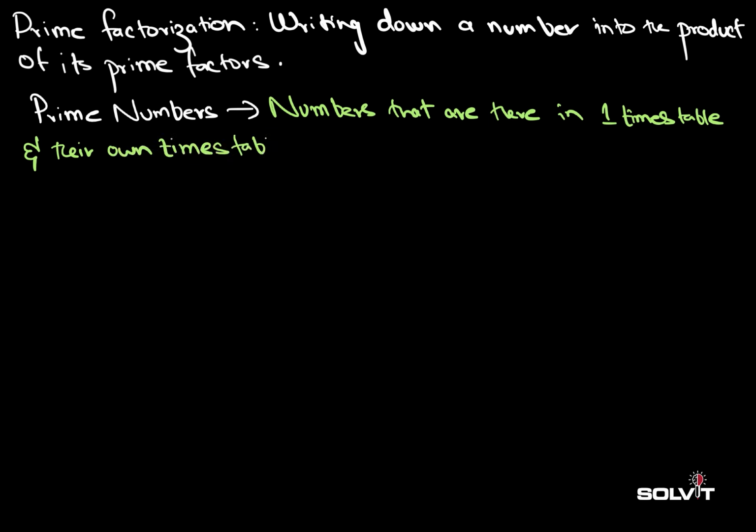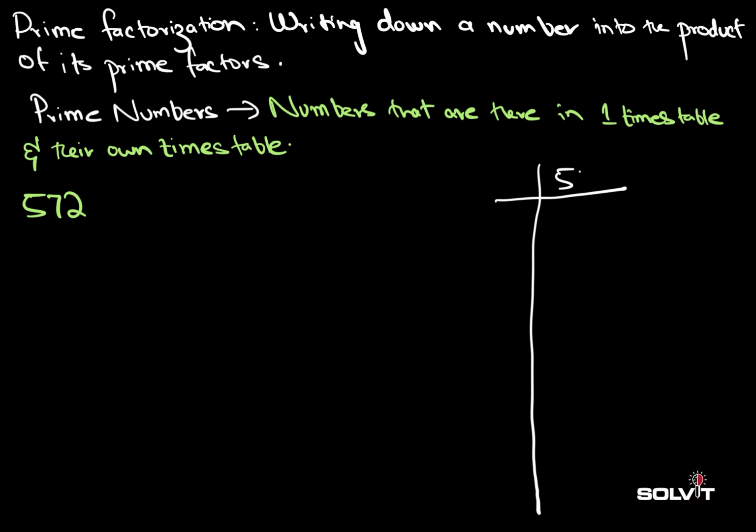So now prime factorization is when we write down a number as the product of its prime factors. That means the factors that are prime numbers. So for example, if I tell you to write down the prime factorization of 572, it would be done by using the ladder method.